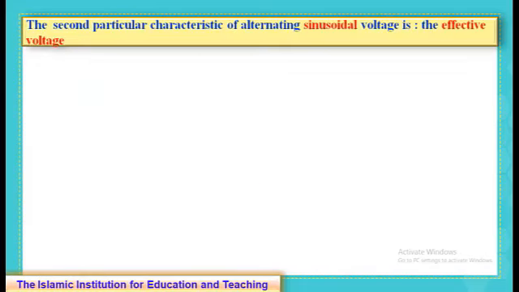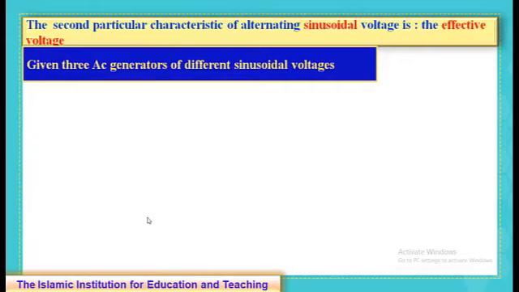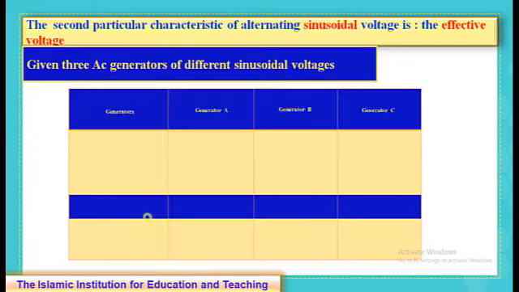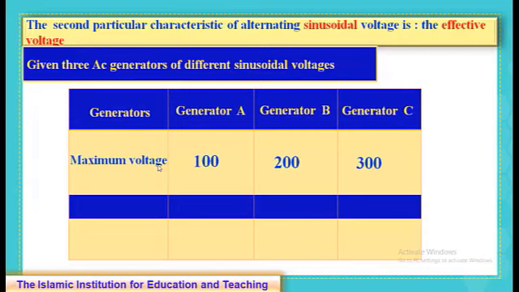The second particular characteristic of alternating sinusoidal voltage is the effective voltage. In this example, we have 3 AC generators of different sinusoidal voltages. We have generator A, B, and C. The maximum voltage for the first one is 100, for the second generator is 200, and for generator C is 300. This maximum voltage is measured using the oscilloscope.